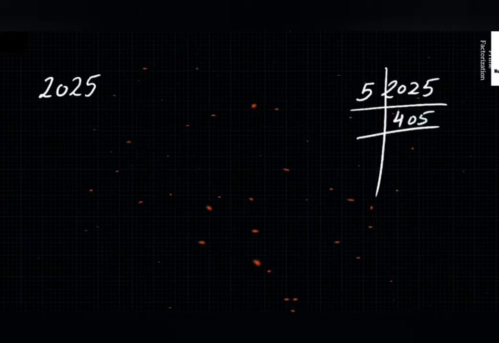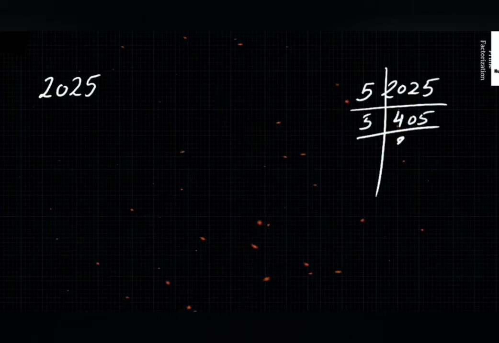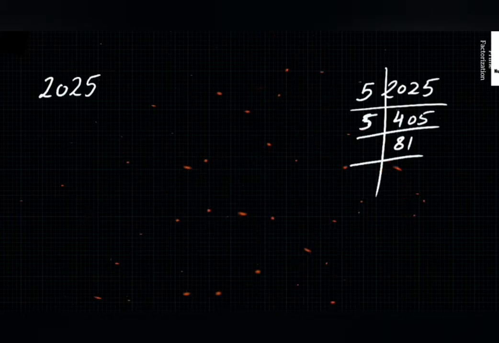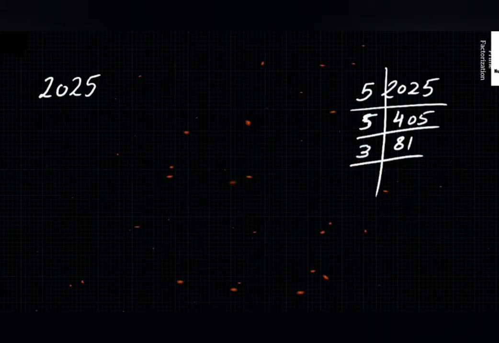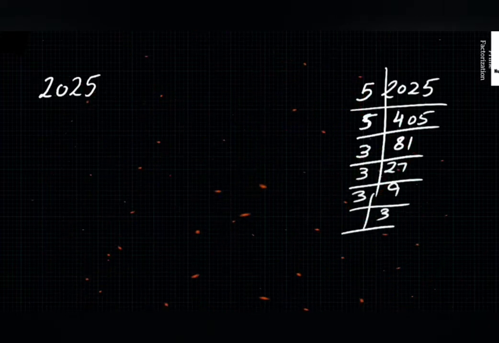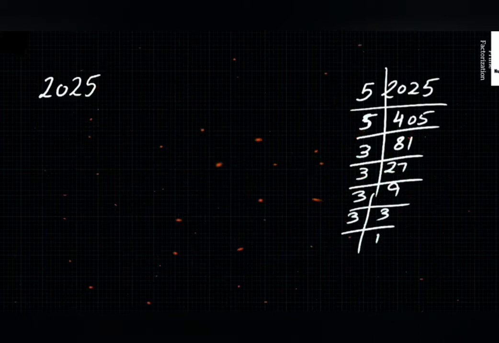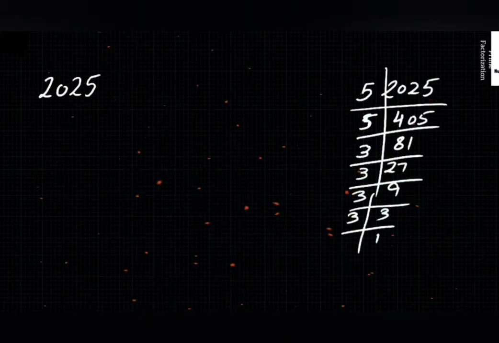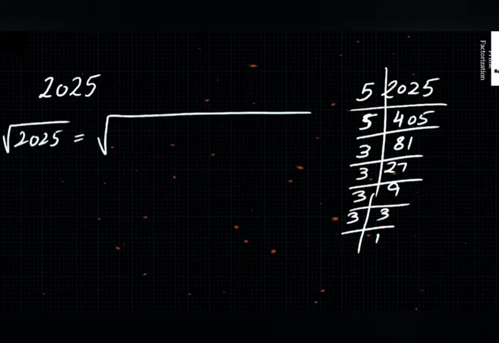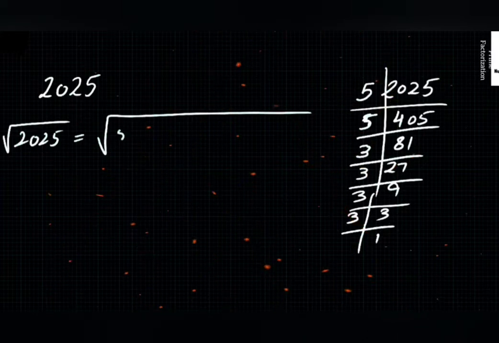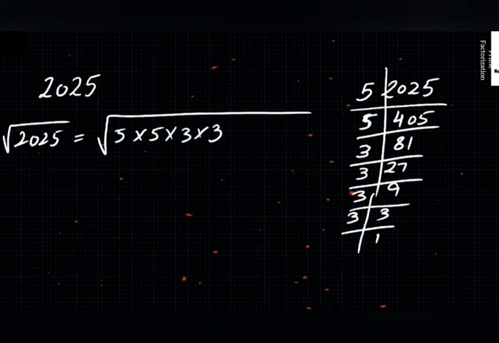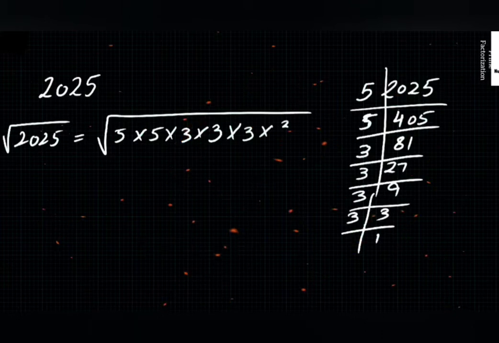Now again dividing by 5 we will get 81, and the least possible number to divide 81 is 3, so we'll write 3 and the answer will be 27. Now again 3 times 9 and 3 times 3, 1. Clear? Then what was the next step? So the square root of 2025 can be written as, we will put the radical sign and write all the prime factors. So 5, 5, and there are 4 3s: 3, 3, 3 and last 3. Clear?